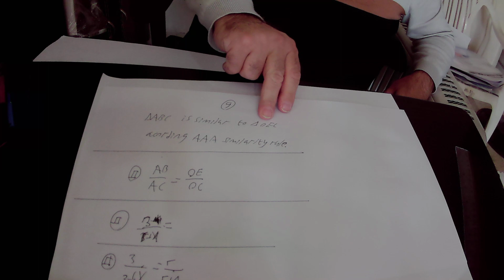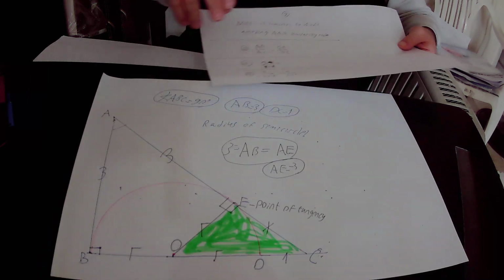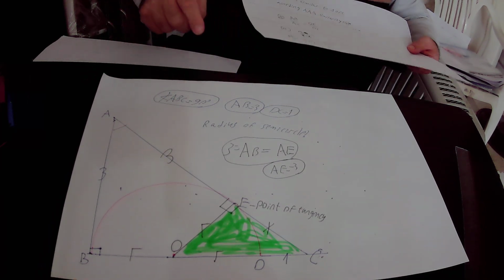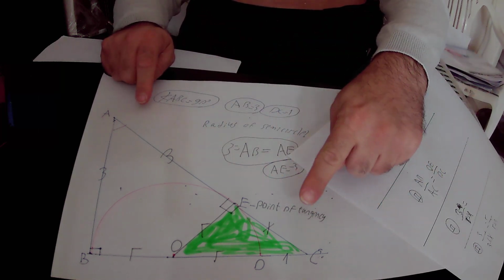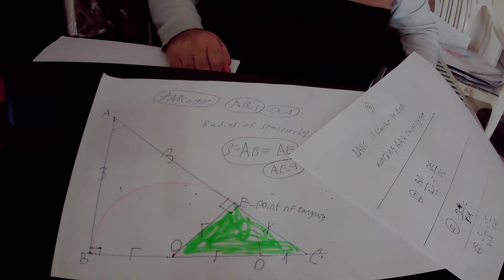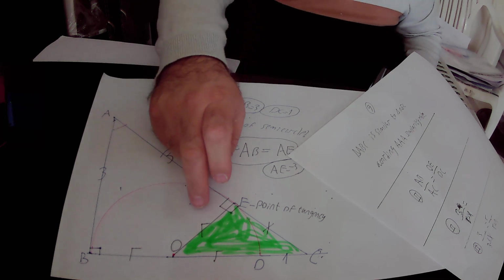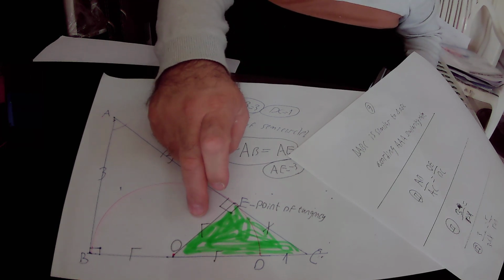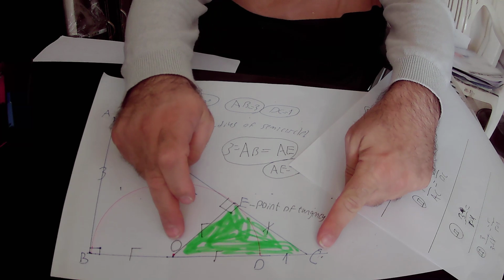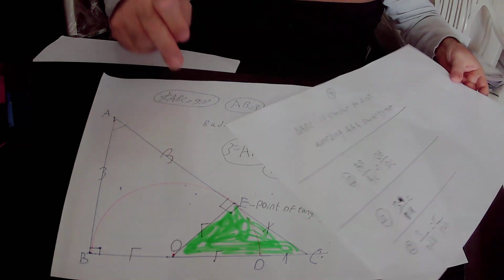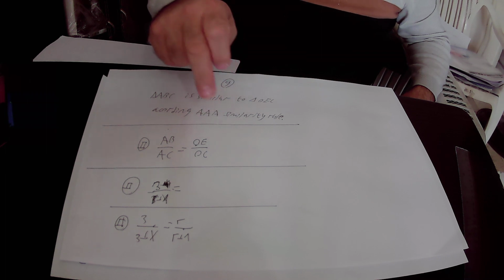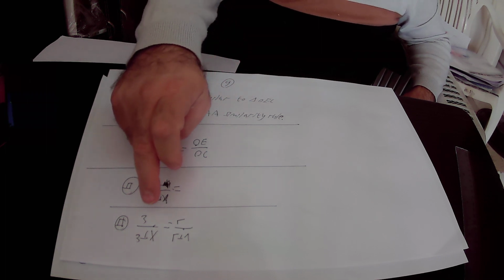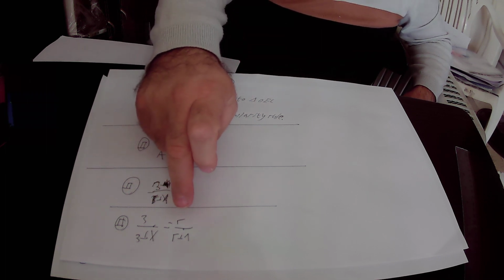But we know that AB equals 3 units. It is given in the question. AC equals 3 plus X, and OE equals R, and OC equals R plus 1. So in total we get that AB over AC equals OE over OC. It means that 3 over 3 plus X equals R over R plus 1.